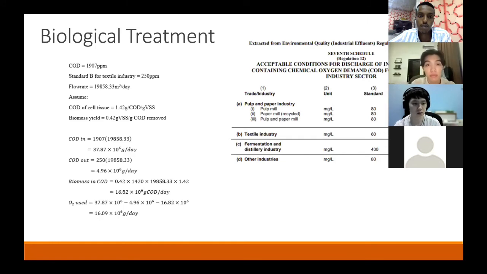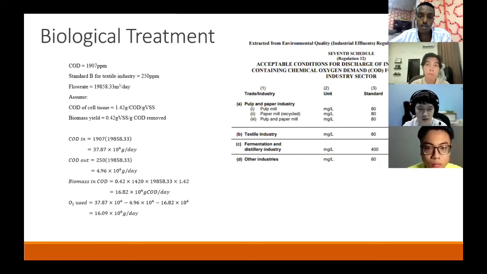Next, we must calculate the COD in, which is done by multiplying the initial COD by the flow rate. Then we will get 37.87 times 10 to the power 6 grams per day. The COD out is calculated by multiplying the standard B, which is 250, by the flow rate to get 4.96 times 10 to the power 6 grams per day.